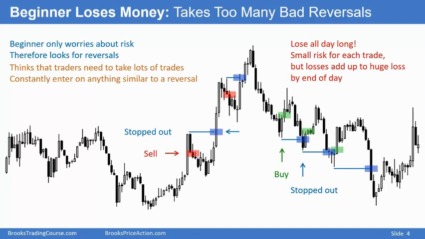It's like bleeding to death from 1,000 paper cuts. He's trying to avoid risk. He's trying to take low-risk trades, and he is. However, the probability is also low, and if you lose frequently with low-risk trades, that low risk adds up to a lot of risk by the end of the day, and the beginner loses a lot of money taking low-risk trades.